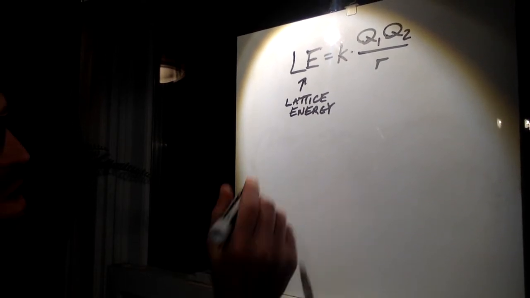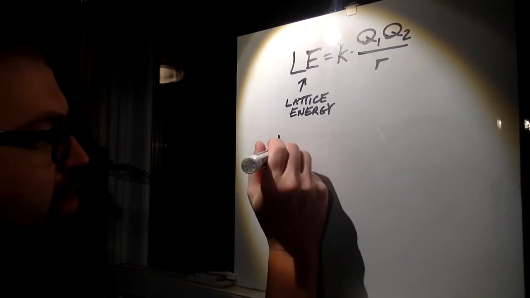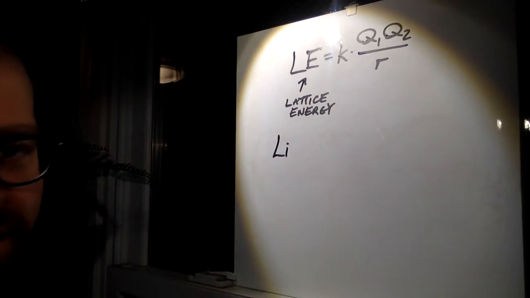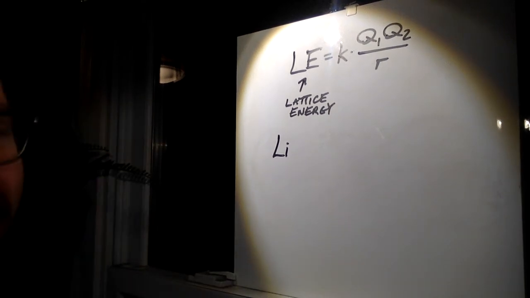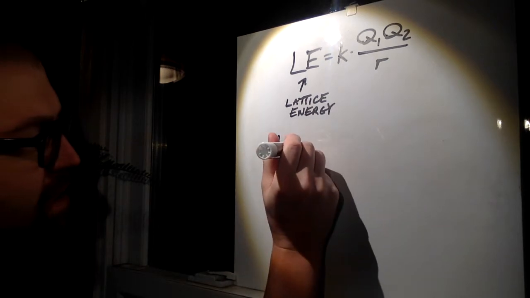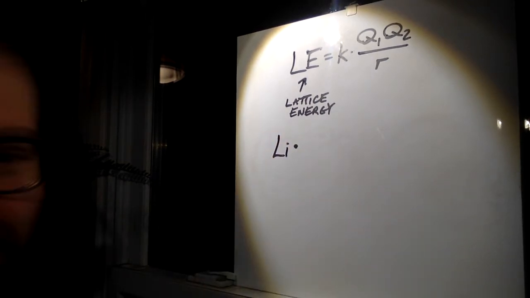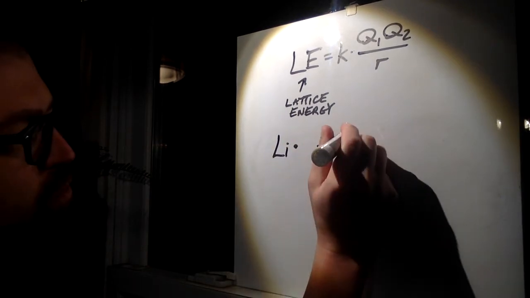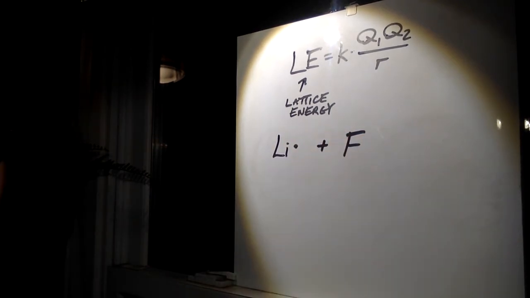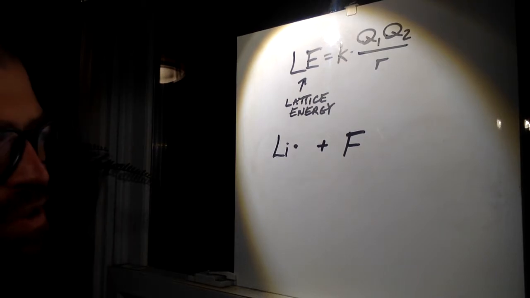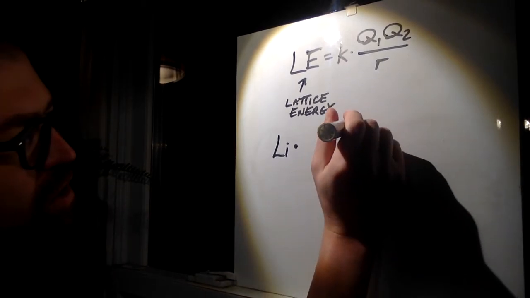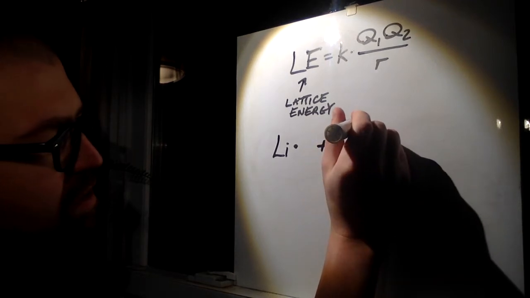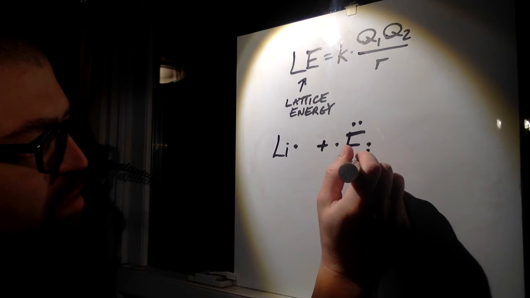So if we imagine here lithium in the gaseous state, we can represent its valence electrons. Of course, lithium only has one valence electron, and we can just represent it with one dot. And fluorine, if we look on the periodic table, has 7 valence electrons. And so using our little method, we place the valence electrons around, and then we pair.